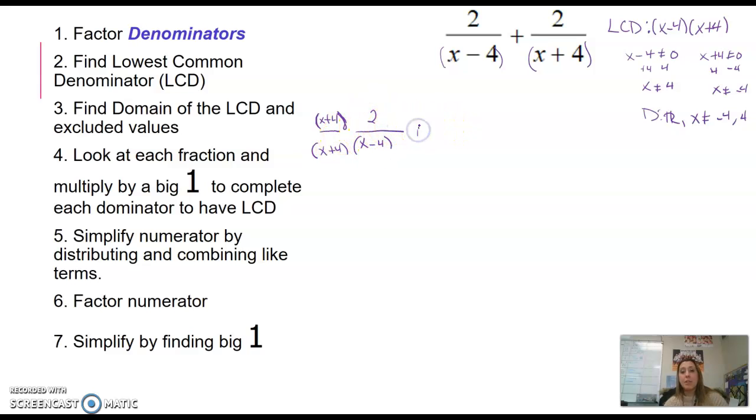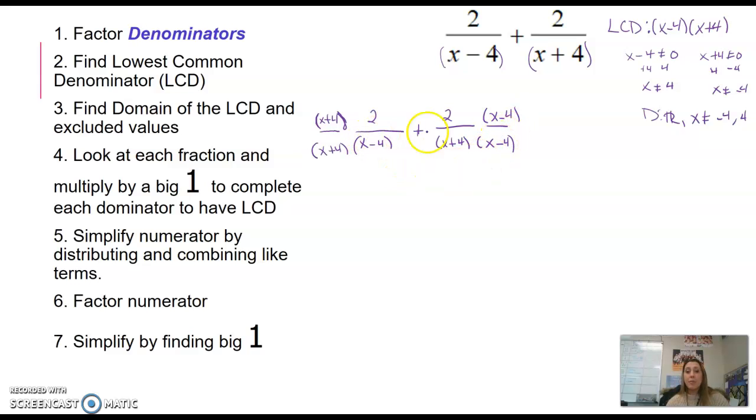Then I have my plus, and I'm going to look at the second fraction. So 2 over x plus 4. Well, now what am I missing? Well, I'm missing the x minus 4. So I need to multiply by x minus 4. But again, whatever I do to the bottom, I have to do to the top. So then I need to multiply by x minus 4 on the top.